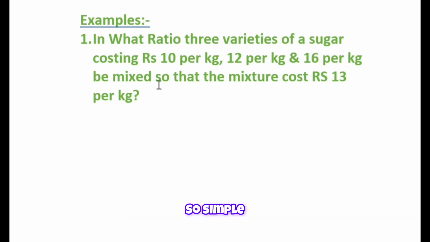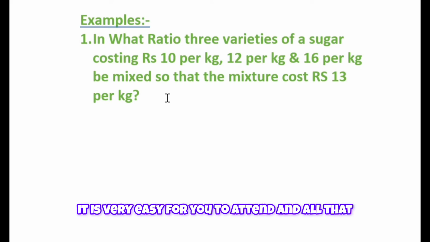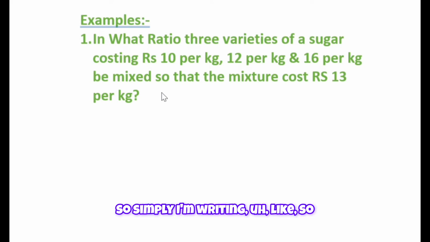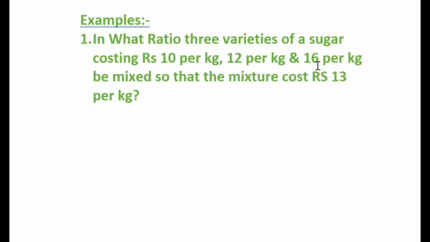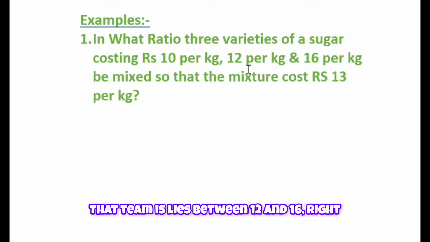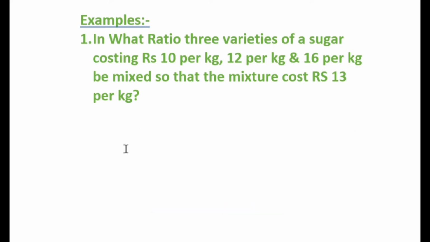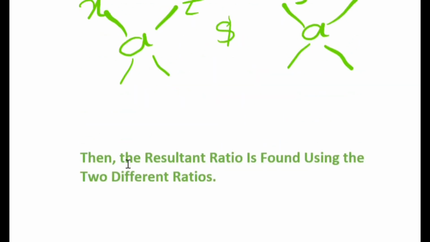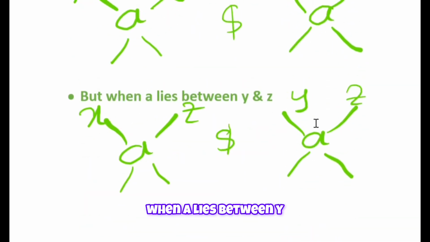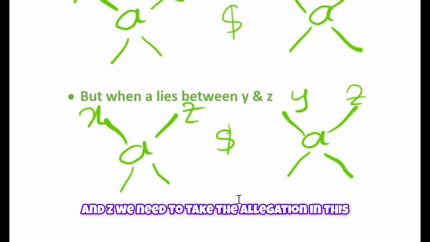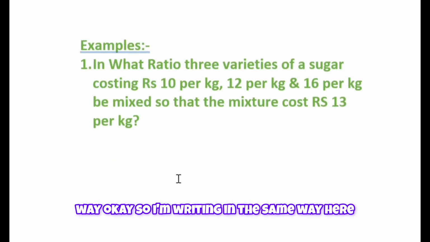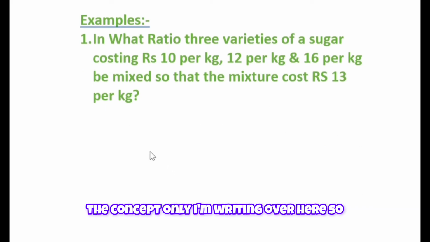Compare with what I told you previously, it is very easy for you to do. So 13 is the average price here. The average price lies between x and y, or y and z. It is simple: 13 lies between 12 and 16, right? So the average price here lies between y and z. I told you previously, when a lies between y and z, we need to take the alligation in this way. So I'm writing in the same way here. There is no new thing I'm writing, only the concept.